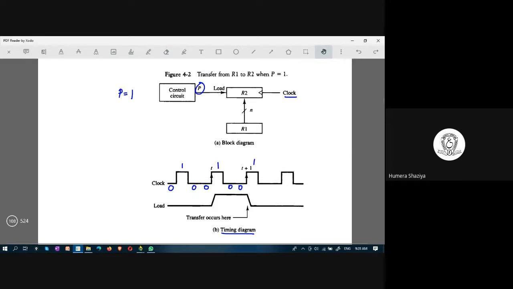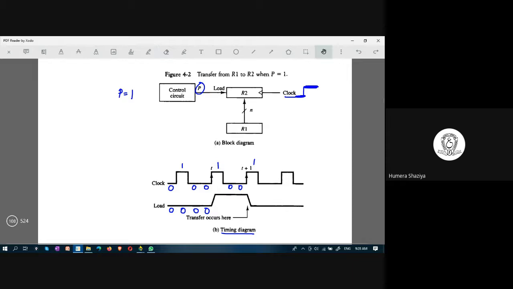One at the clock side means what? The clock should show 1, like this is 1 in the clock, and this is 0 in the clock. So there should be 1 in the clock and there should be 1 in the P. Only then are you transferring. This is depicted here. Clock is 0, clock is 1, and load is 0. This is load 0, 0, 0, 0.